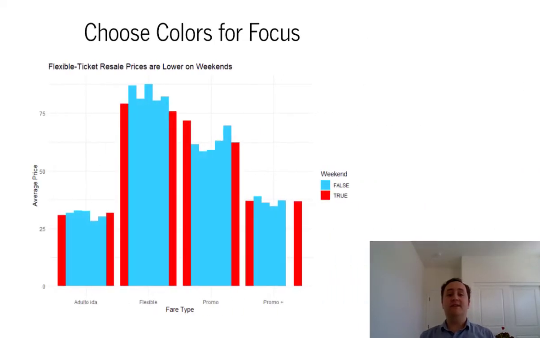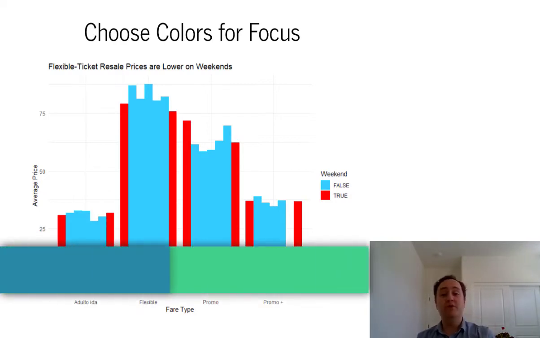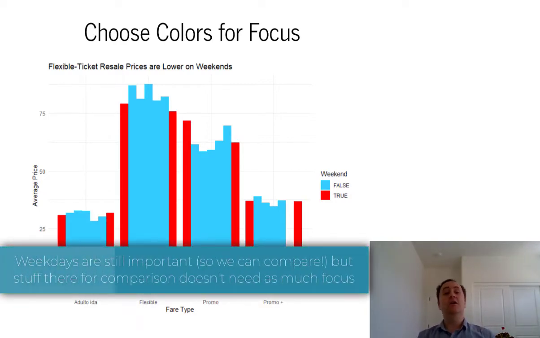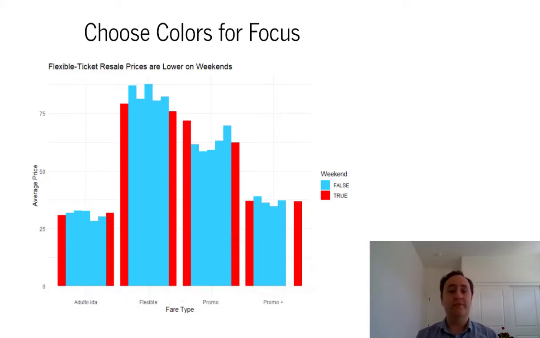The second thing I'm going to do is choose colors for focus. You can use colors to distinguish 2 types of things, but if you want people to focus on a particular thing, the color for that thing should be more eye-popping and eye-catching. So what I've done here is I want people to focus on the weekends. So I've made those a big bright red, and I've made the weekdays a sort of more muted blue. So your eyes immediately go to the red there, and you say, oh, look at that red. It looks like maybe it's a little bit lower than the blue.